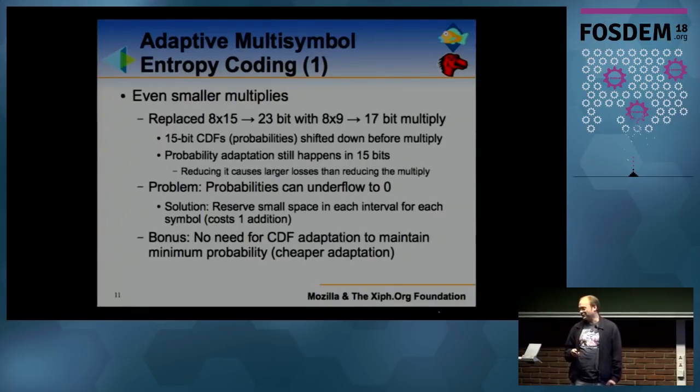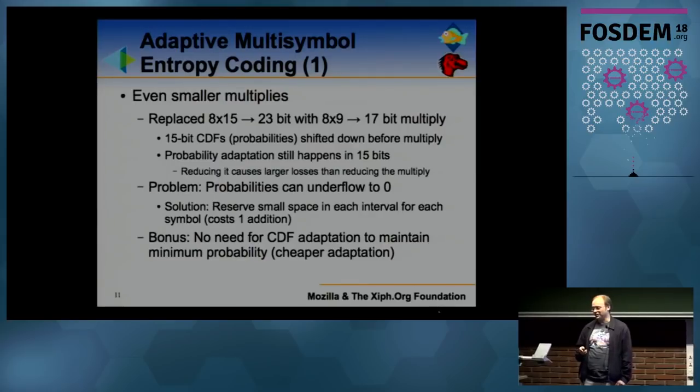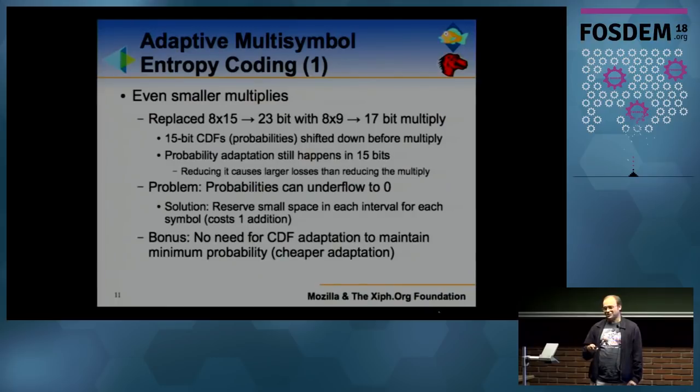The entropy coding. Last time I talked about how we had smaller multiplies than we had previously. Now they're even smaller. This is, again, a thing that speeds up hardware and saves area. So we replaced our 8x15-bit multiplies with 8x9-bit multiplies. And how we do that is we just shift the things down by 6 bits before we multiply. The problem when you do that is that your cumulative distribution functions are 15 bits, and we're shifting them down by 6, and so some of the adjacent values can collapse to the same value, which means the probability goes to 0, and that's bad because it's really hard to code something with 0 probability.